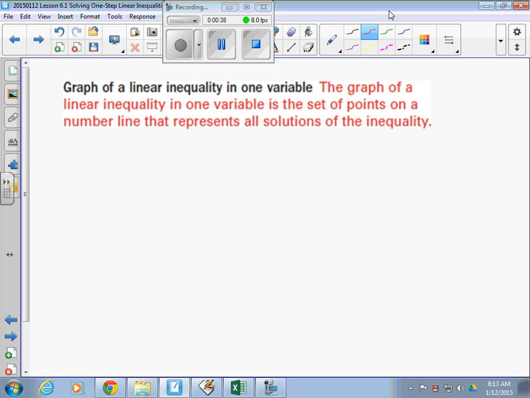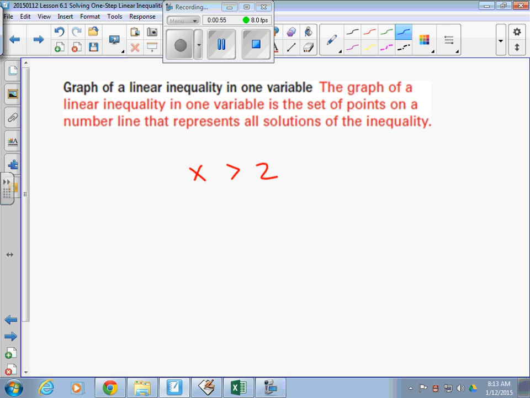First thing is the definition of a graph of a linear inequality in one variable. It says the graph of a linear inequality in one variable is the set of points on a number line that represent all solutions of the inequality. For example, x is greater than 2.